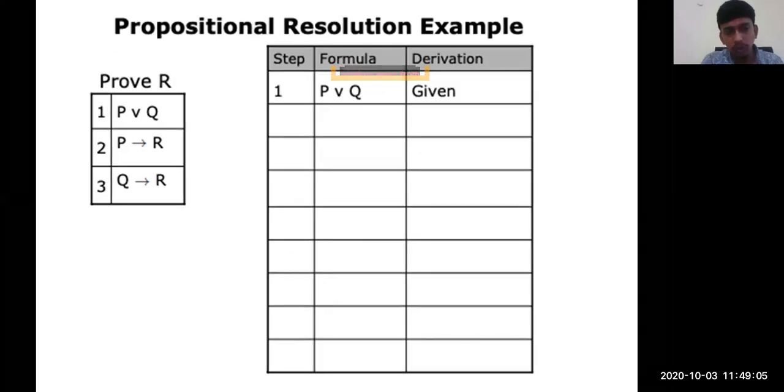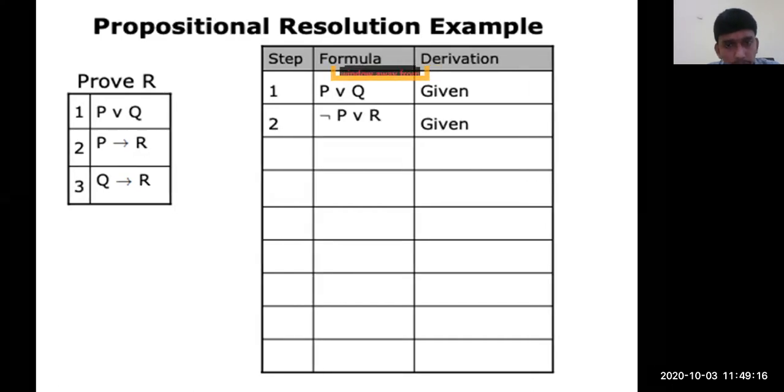Initially we'll take the premises according to the given question. I'm taking the first premise given, that is P or Q. Then I'll go for the second step. Here I'm taking the second premise, that is P implies R, and I'm converting that into conjunctive normal form. According to the procedure of the resolution method, you need to convert every statement or every premise into conjunctive normal form. Only then is a solution accepted.